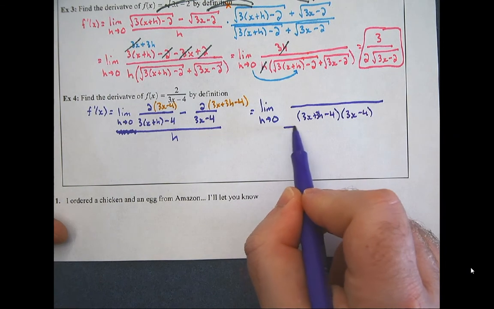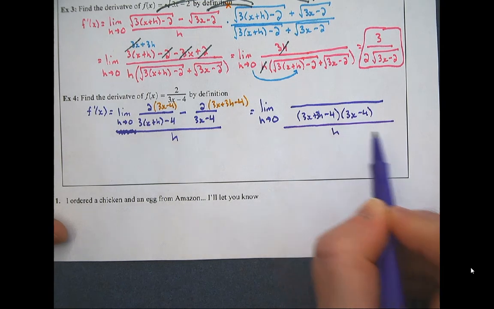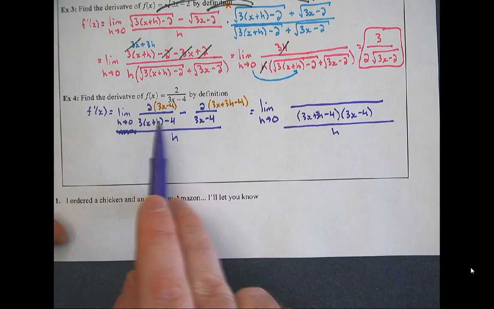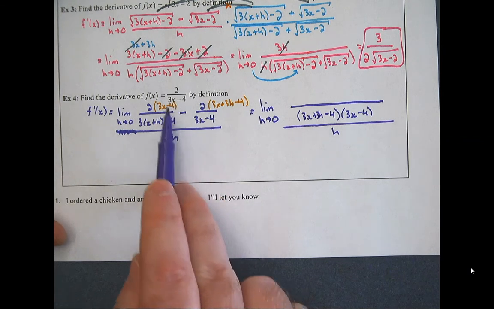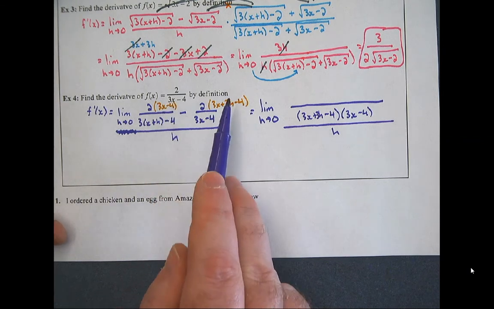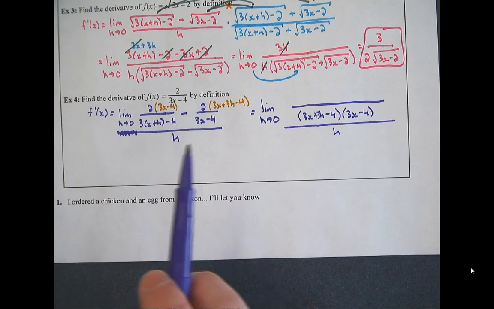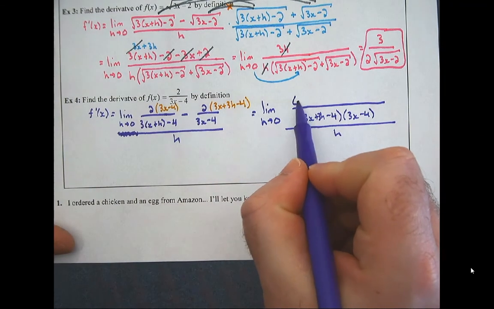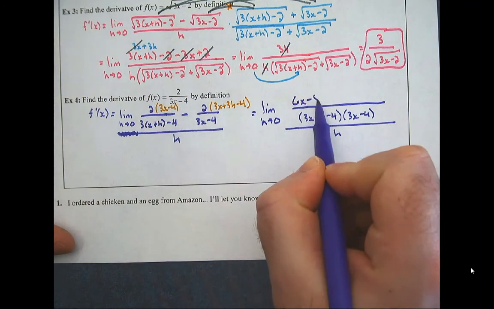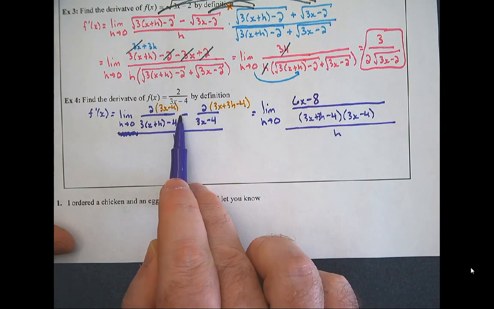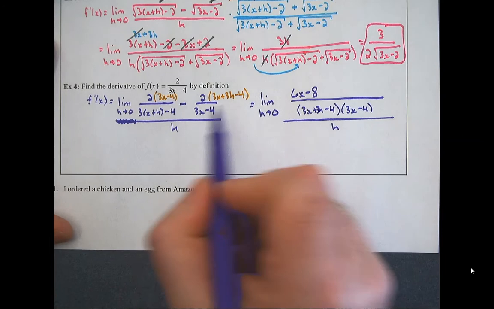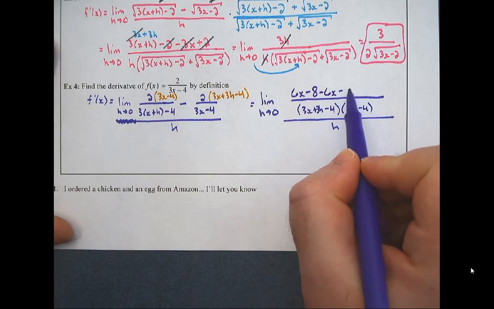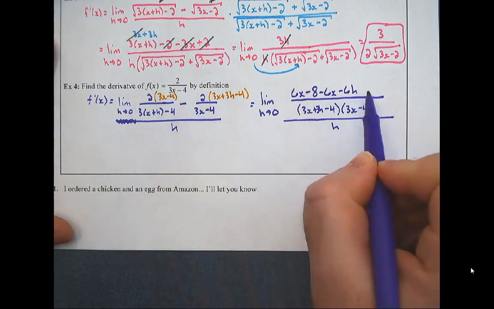Now remember, this is all over h, so I'm going to put mine in there right now so I don't forget about it. So I've forced myself to have a common denominator. I know I only wrote it on the top, but I'm multiplying the top and the bottom by this. Now up here, I've got to distribute. So 2 times 3x becomes 6x minus 8. Now I'm going to distribute this 2, but I'm going to distribute that as a negative 2. So I would get negative 6x, negative 6h, and positive 8.